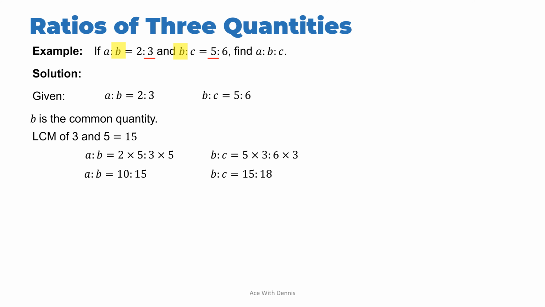And now, the value of B is the same for both ratios, which is 15. And we can combine all these quantities together in one ratio, which is the ratio of A to B to C equals 10 to 15 to 18.